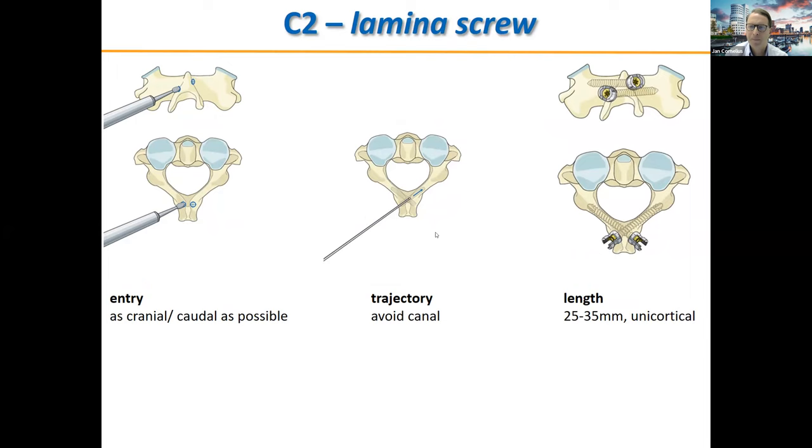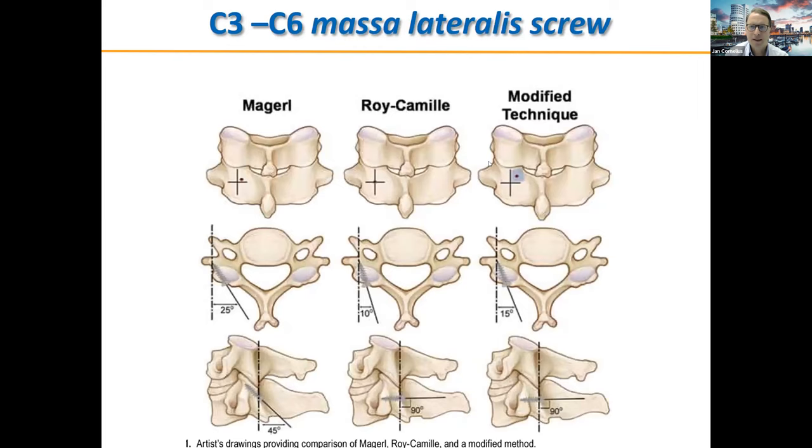For the massa lateralis screws, there are a lot of entry points and directions that have been described. We think that this is, at least in our hands, the safest way of putting in massa lateralis screws. So we have the facet, we have a cross, and then the entry point is a bit above and medial of the intersection of those lines, and then we aim laterally and in an upward direction. This is pretty safe to avoid the vertebral artery, which is here, and also to avoid the nerve roots which are exiting here at this level.